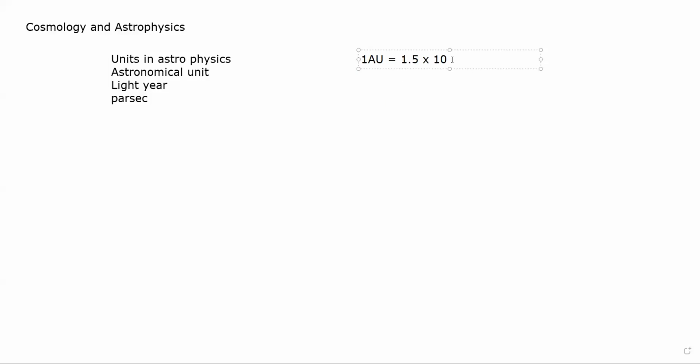Yeah, that's right. Actually, one astronomical unit is also the distance between the Earth and the Sun. That's true, Faris. So that is equivalent to 1.5 into 10 to the power 11 meter.